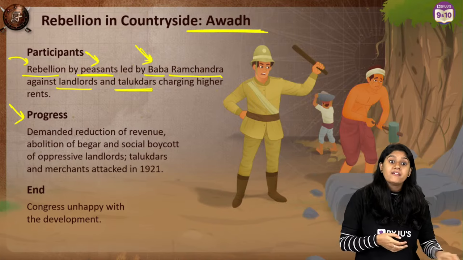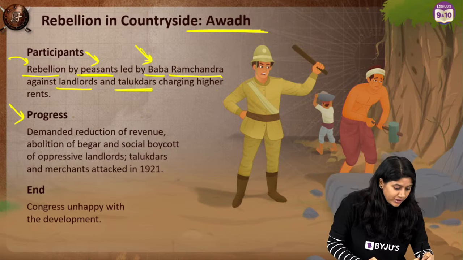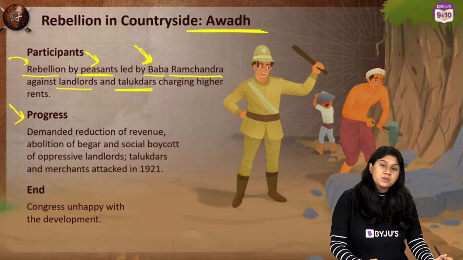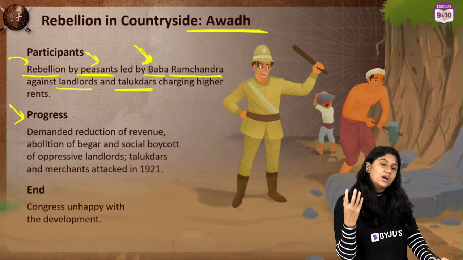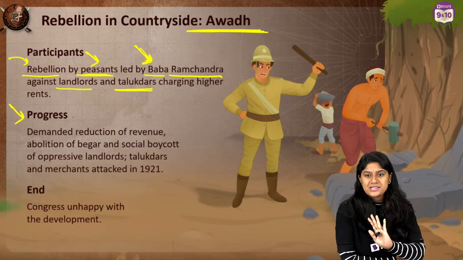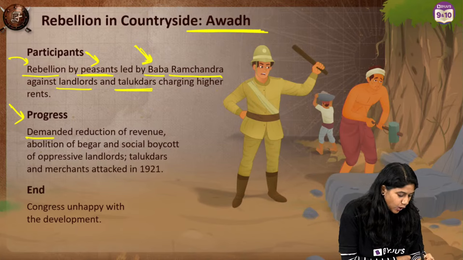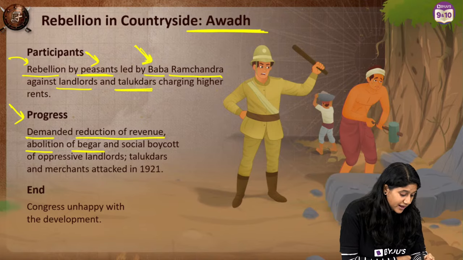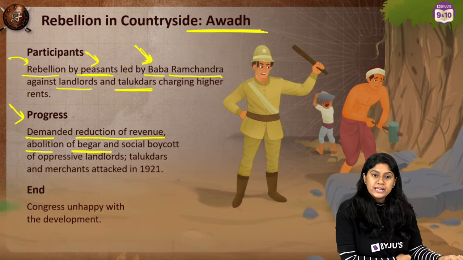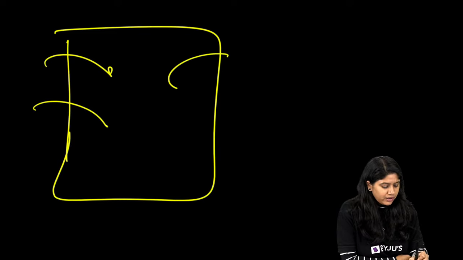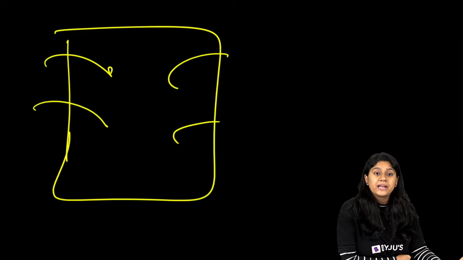Okay, very good. So when he came to the country, he knew that things are not good for the farmers, so he was supporting the farmers. Now he said that we have a small request: we want reduction in the revenue, we want abolition of begar, which is free work. For example, if I say, this place is there, you come and work over here, but I'll not give you the money. That is begar. Everyone, are we clear?